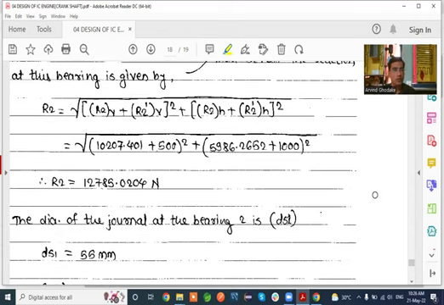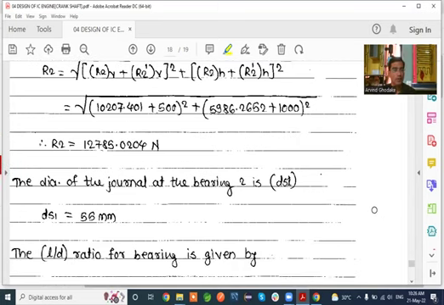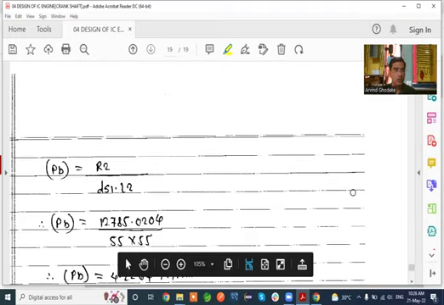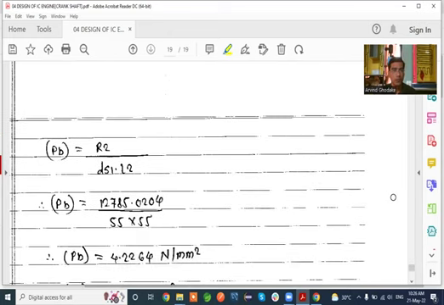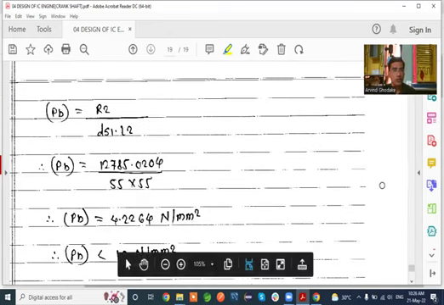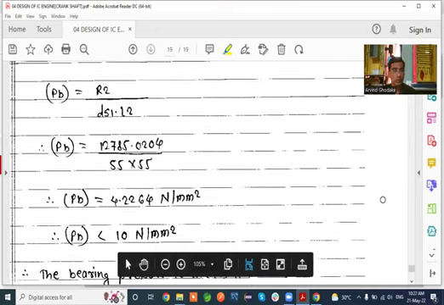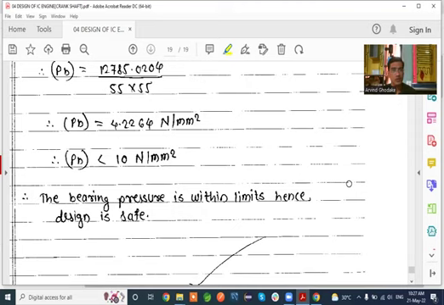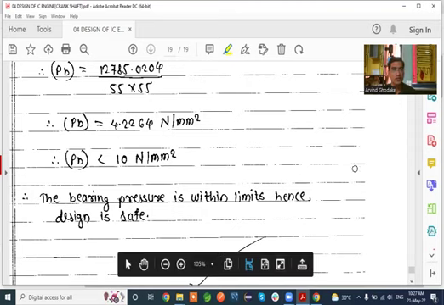Therefore, R2 will be 12,785 Newton. The diameter of the journal at the bearing 2 is ds1. Therefore, ds1 is 55 mm, which is calculated. Then the bearing pressure is given by PB is equal to R2 upon ds1 into L. Therefore, PB is equal to 4.22 Newton per mm square. So PB is less than 10 Newton per mm square. So the bearing pressure is within the limit. Hence, the design is safe.